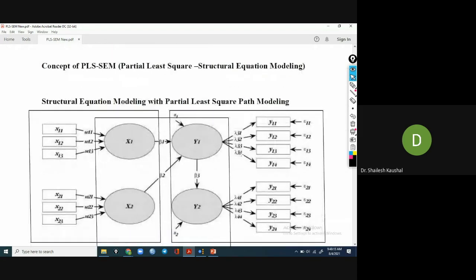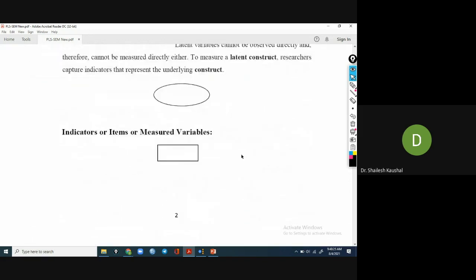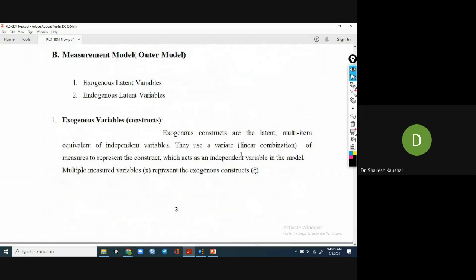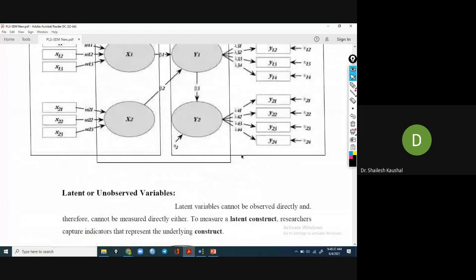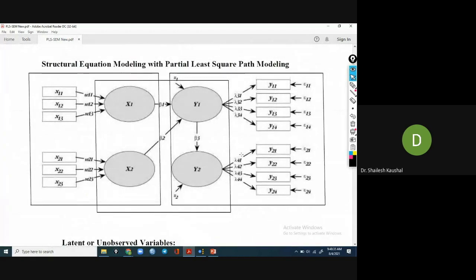Now the concept of PLS-SEM, partial least square structural equation modeling. It is very necessary to understand the concept of the partial least square path model. In this diagram we can see four constructs. X1 and X2 are exogenous. Exogenous means independent variable.